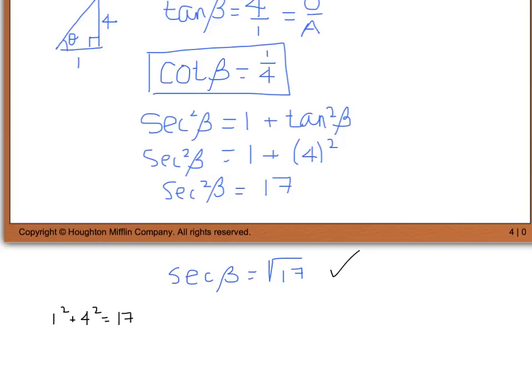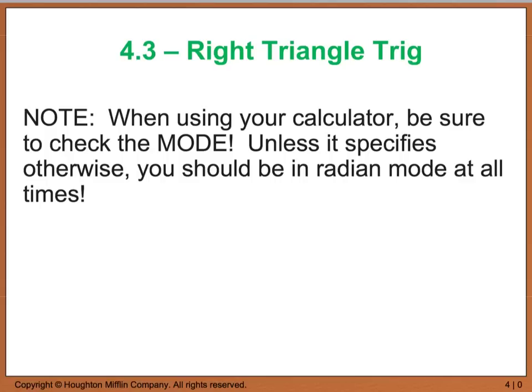So it double checks. Now, one thing I cannot reiterate enough to you guys is that when you use your calculator, you have to be sure that you are in the correct mode. If you don't remember how to check your mode, ask me in class. But for all of your problems, unless they specify otherwise, you must be in radian mode. And I think on your calculator it says RAD for radian mode. If it says something like DEG or POL, that means that you're in polar or degree mode. You need to be in radian mode. Otherwise, your numbers will come out very, very different.